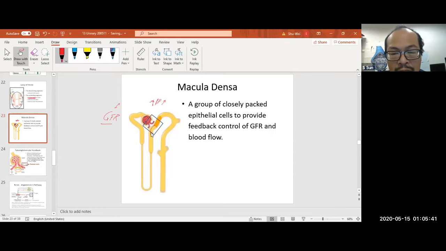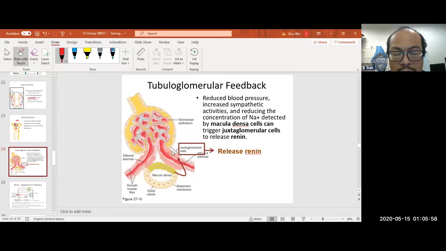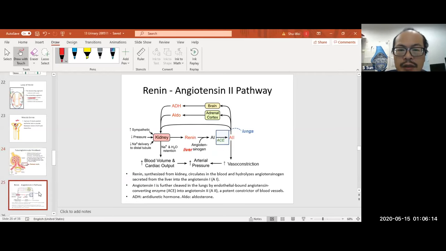The main mechanism is to detect the salt. If it detects low salt, it will trigger the arteriolar endothelial cells, one type of which is called juxtaglomerular cells, to release renin. By releasing renin, we get the renin angiotensin II pathway. Renin converts angiotensinogen to angiotensin I, and then eventually leads to angiotensin II.